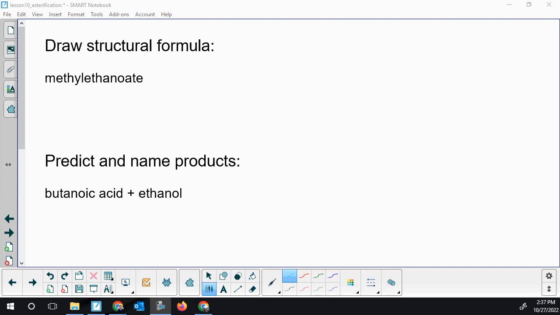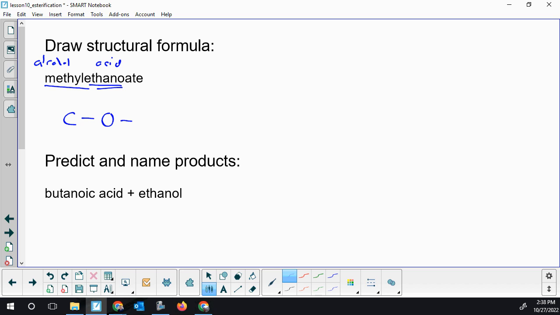So the answer to the top one, methyl, this is the alcohol part. The ethanoate is the acid piece. So I'm going to kind of mirror the wording. I'm going to put the alcohol piece on the left in one possible answer. So meth is 1 carbon. So then I can go to the O.